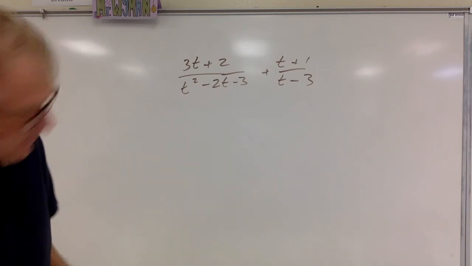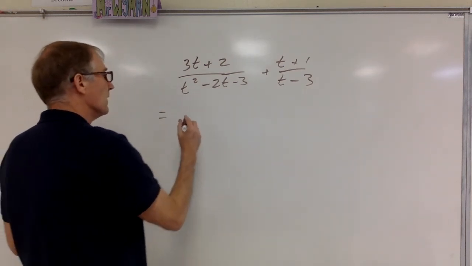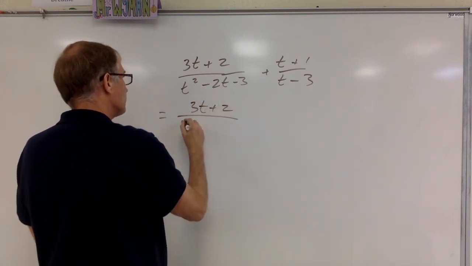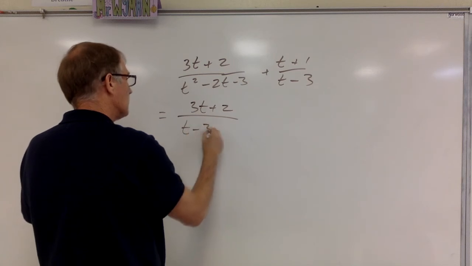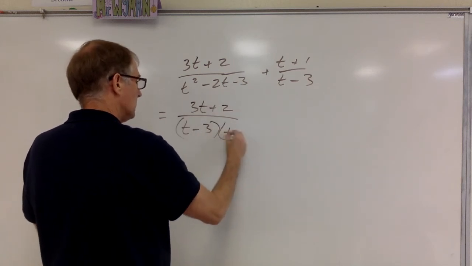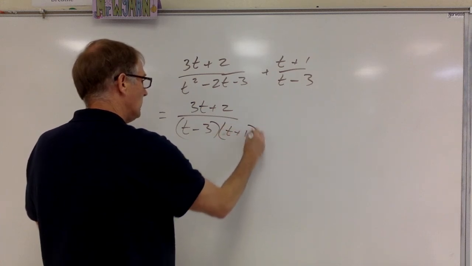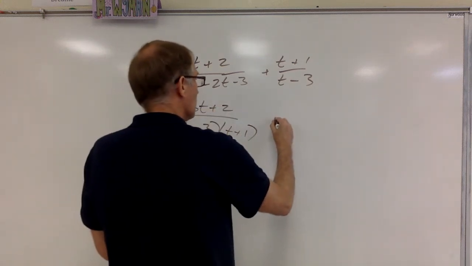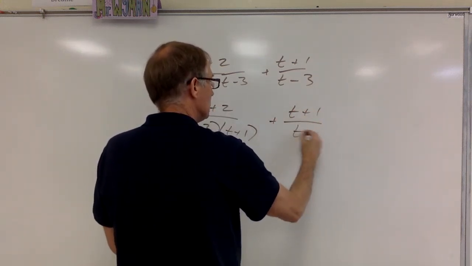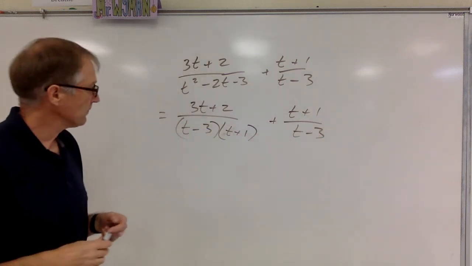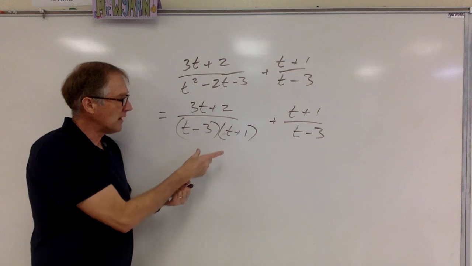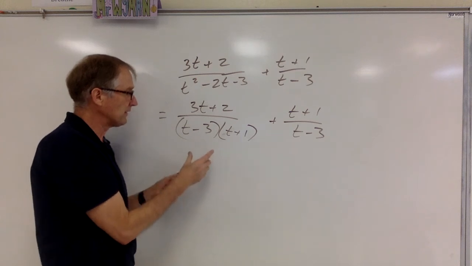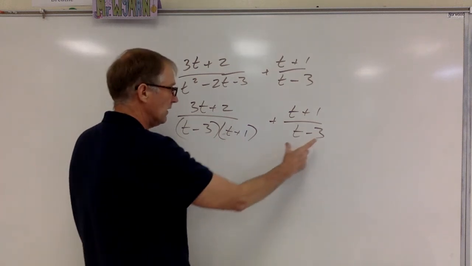Let's factor this one, which is going to be 3t plus 2 all over t minus 3, t plus 1. All right, that's the factors of the denominator. All right, yeah, that works. Plus t plus 1 all over t minus 3. Well, okay, the lowest common multiple, I'm looking at the denominator because I'm looking for a lowest common denominator. Remember the prime factorizations, I've got t minus 3 and t plus 1, t minus 3.